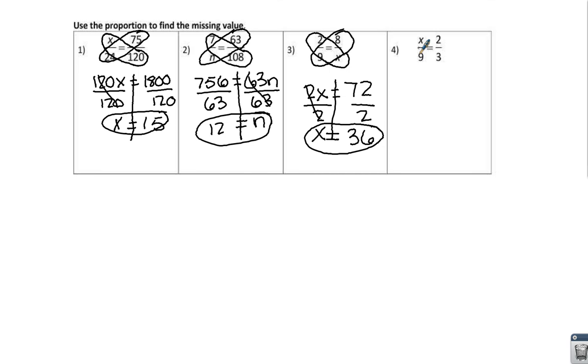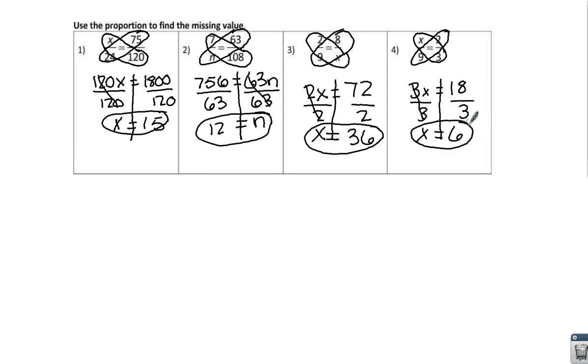And the last one, we are going to cross multiply again. So we have 3x, now we're going to cross multiply our other two numbers, equals 9 times 2 is 18. Just like an equation, we are looking at the side with our variable. 3 and x are multiplying. The opposite of multiplication is division. So we're dividing both sides by 3. X equals 18 divided by 3, which is 6.